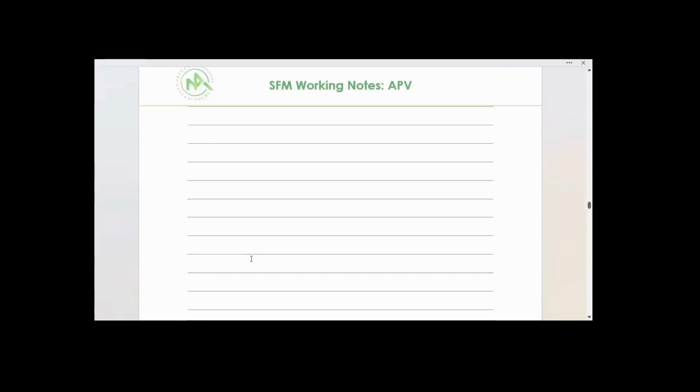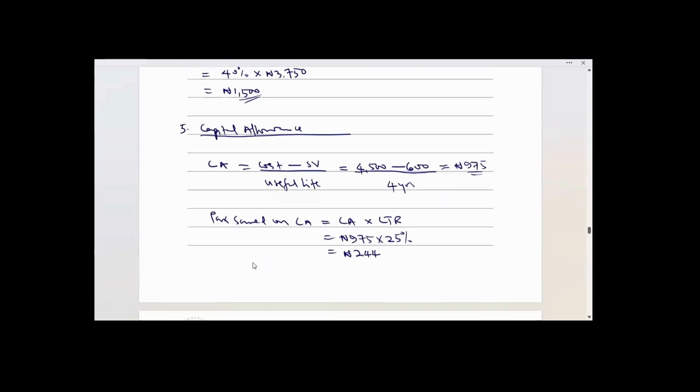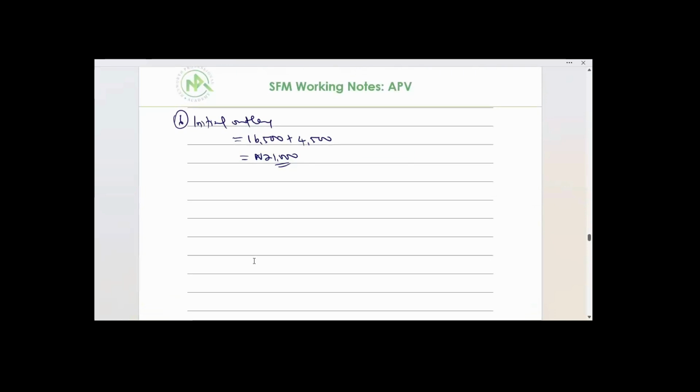At least for today, we should be able to complete the base case NPV. Maybe in our next class, we complete the question. Your time is already far spent. Number 7, working capital: year 1, year 2, 3, 4, then total.